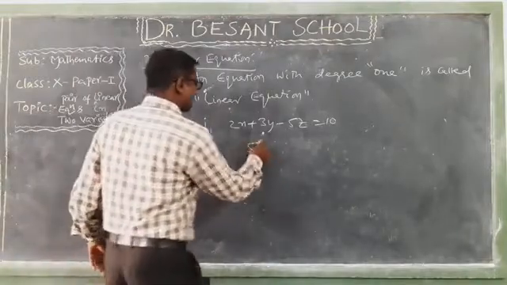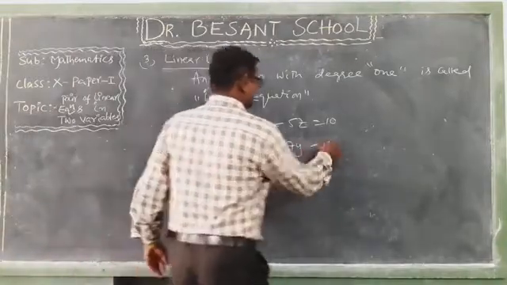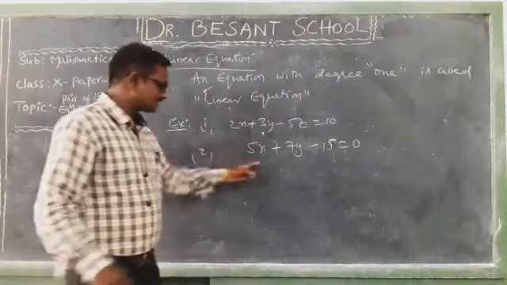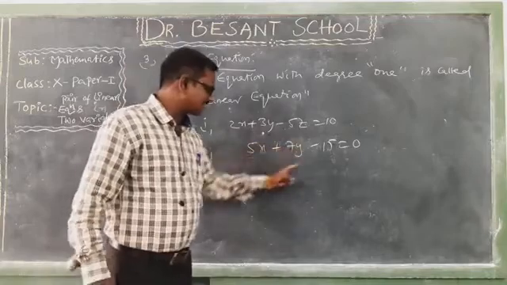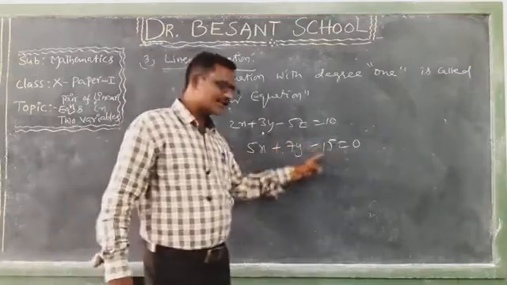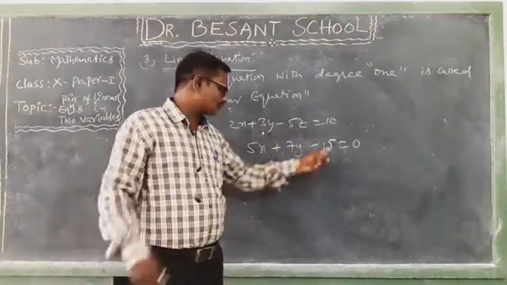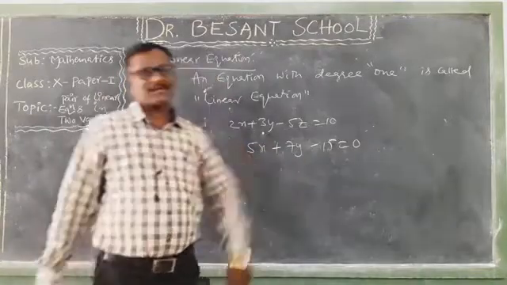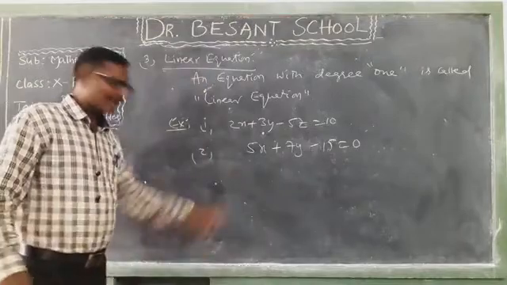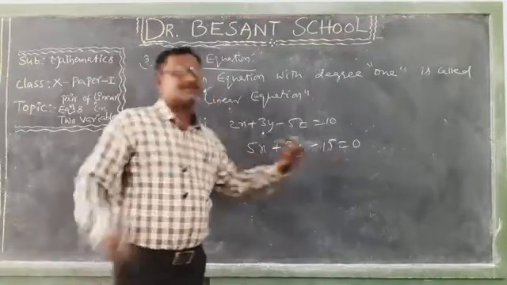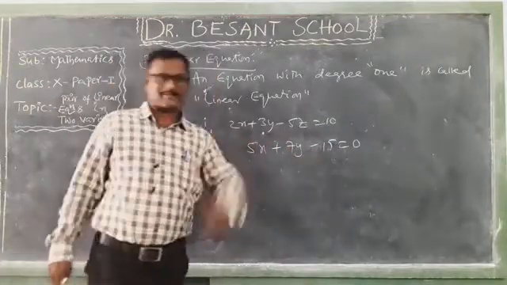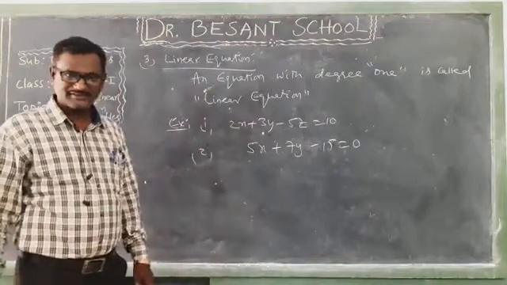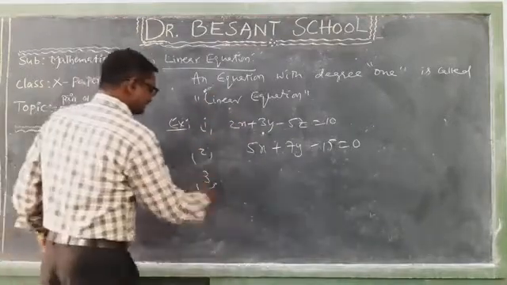This is 5x + 7y − 15 = 0. Observe. What is the degree of the first term? 1. The second term? 1. What is the degree of the constant? As you know, 0. So what is the highest degree among these 3? 1. So what is the degree of this equation? 1. So it is called a linear equation. An equation with degree 1 is called a linear equation. Of course, it is a linear equation with 2 variables. Are you following? Yes.